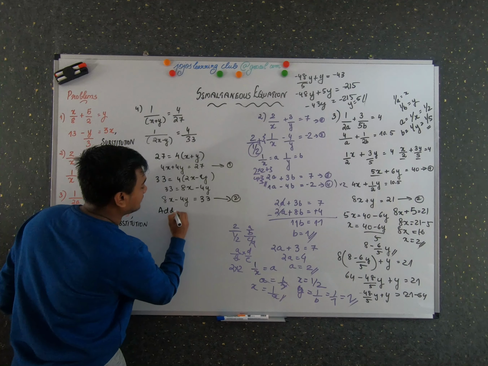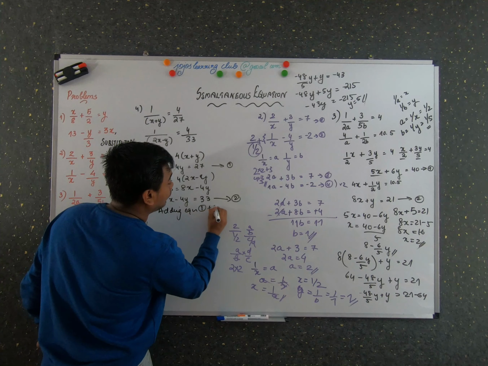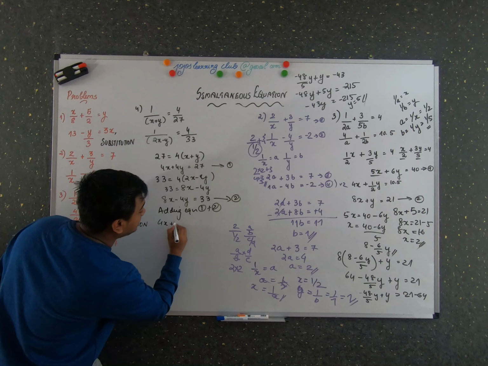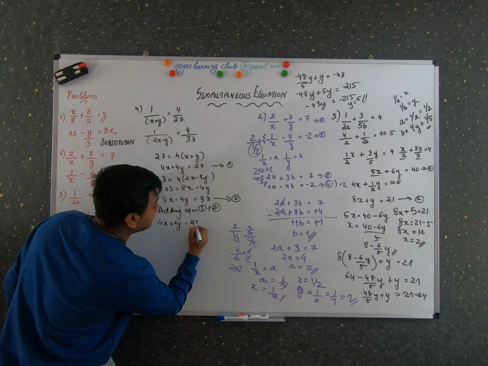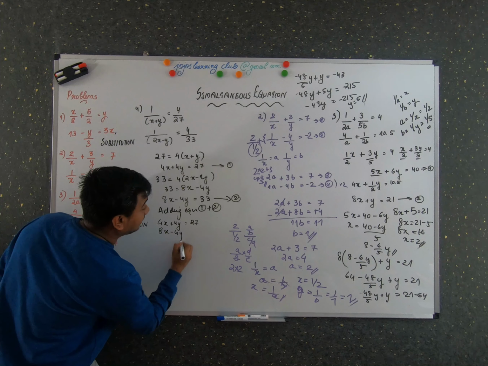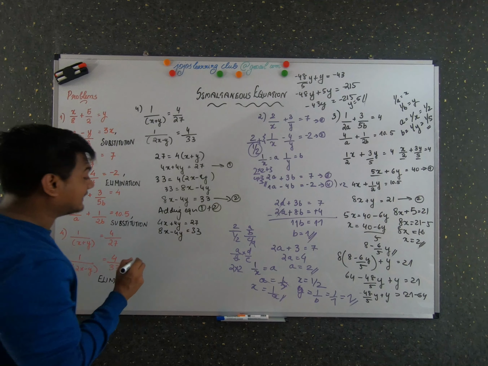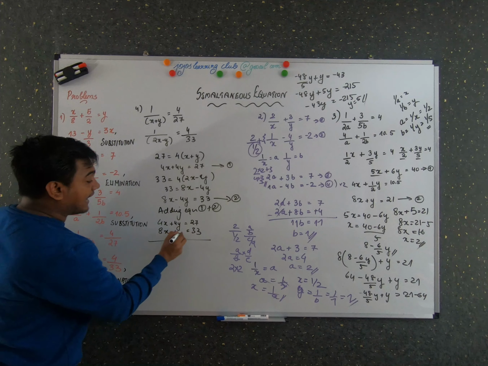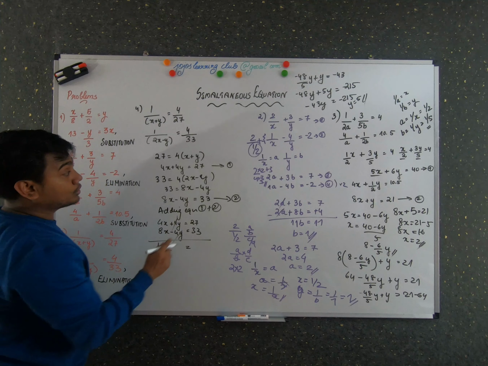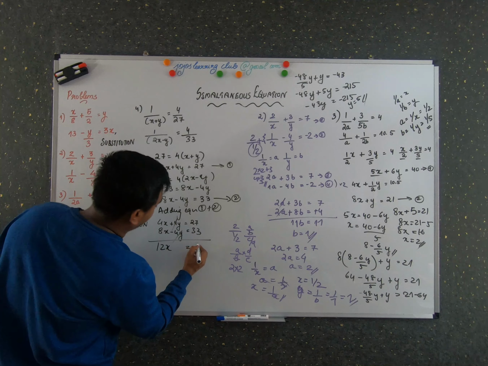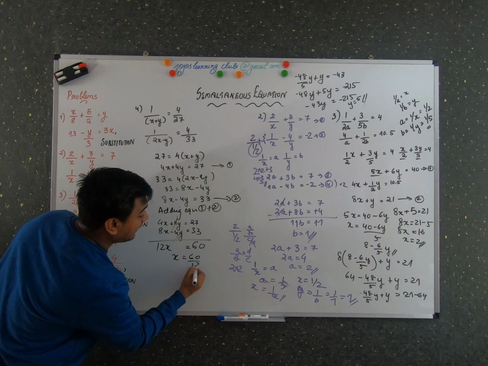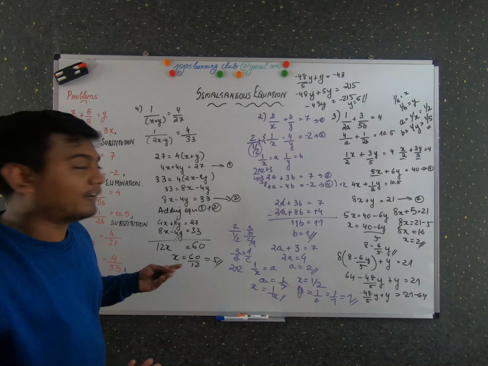Adding equations 1 and 2, you can write them together so you will not make any mistakes. 4x + 4y is equal to 27, my first equation, and the second equation is 8x - 4y is equal to 33. I just add, then you get 12x is equal to 27 + 33, that is 60. So x is equal to 60 by 12, and the value of x is 5. It was very easy to find, right?